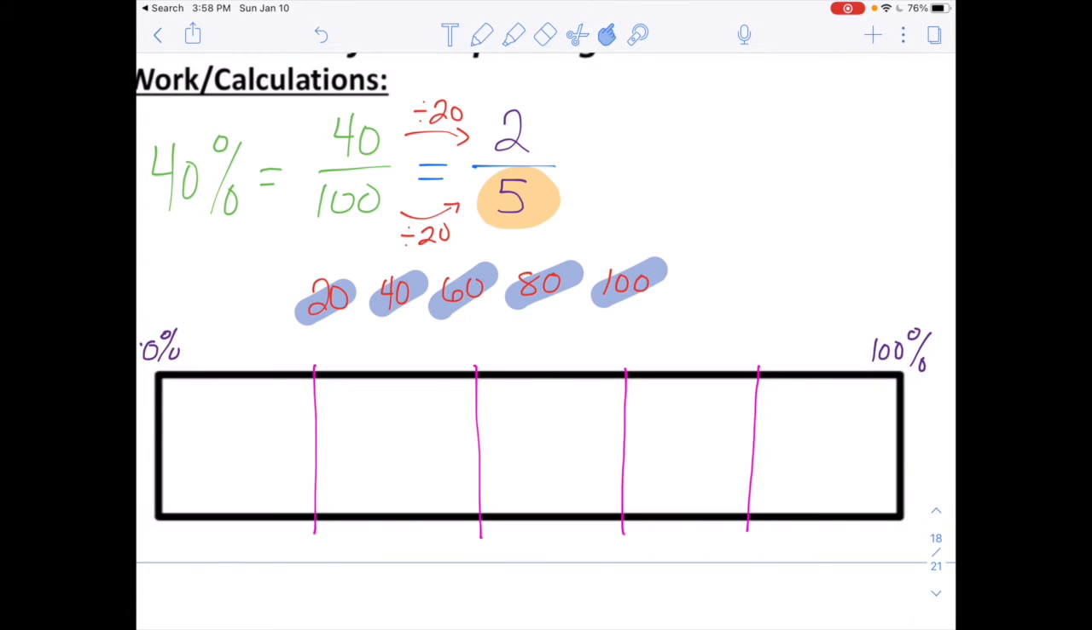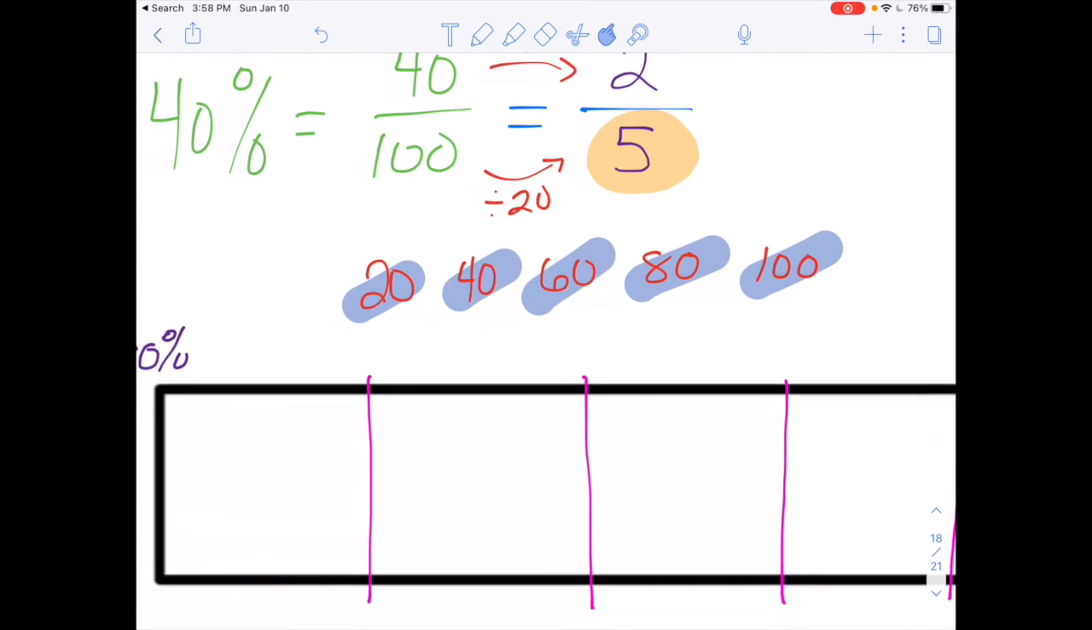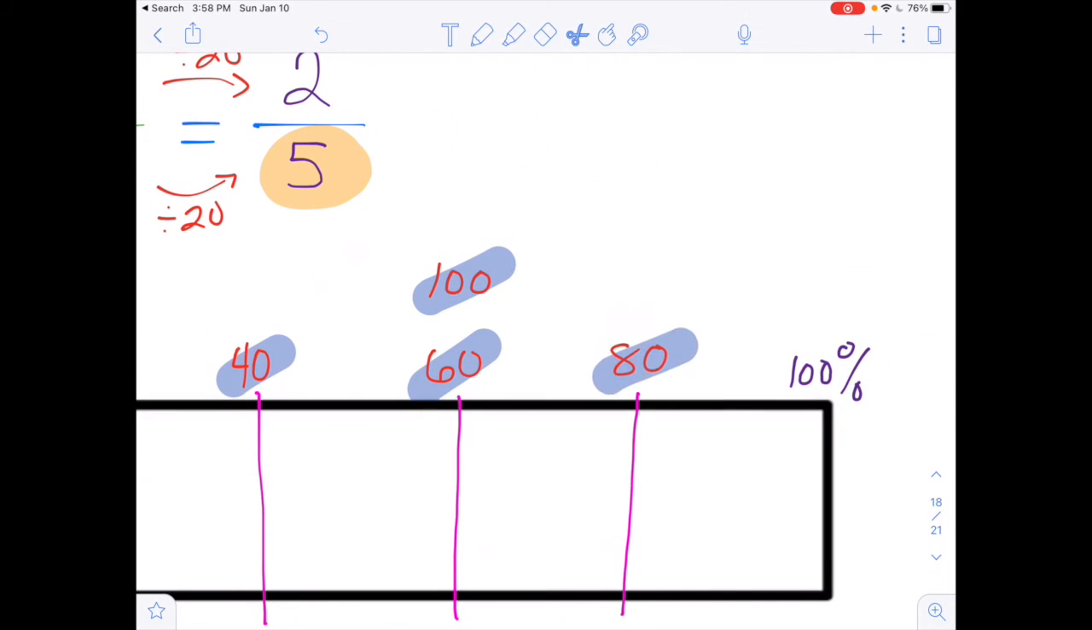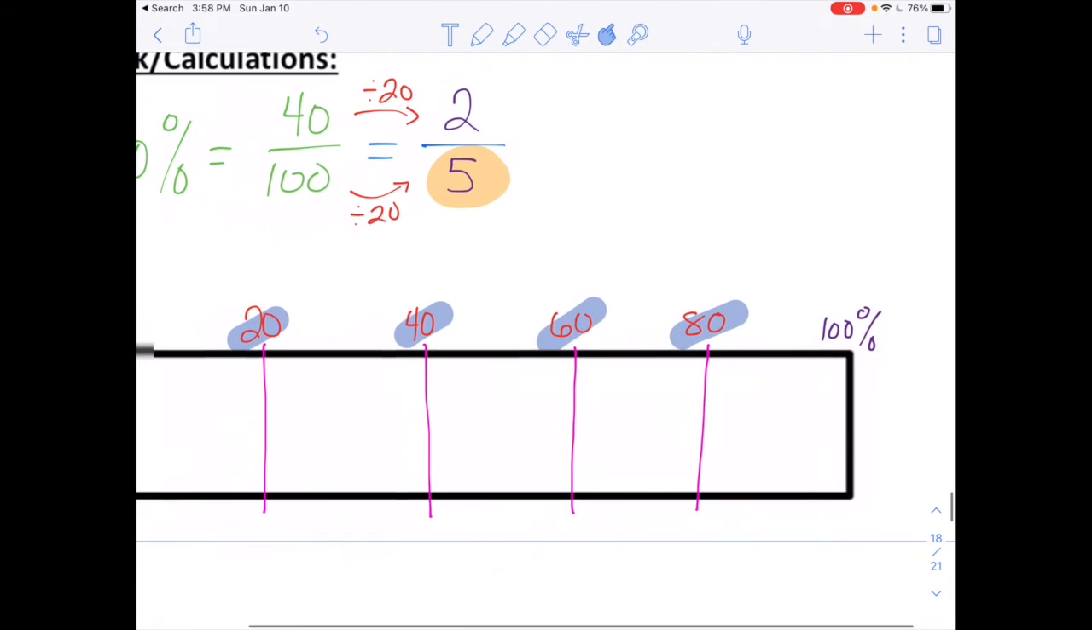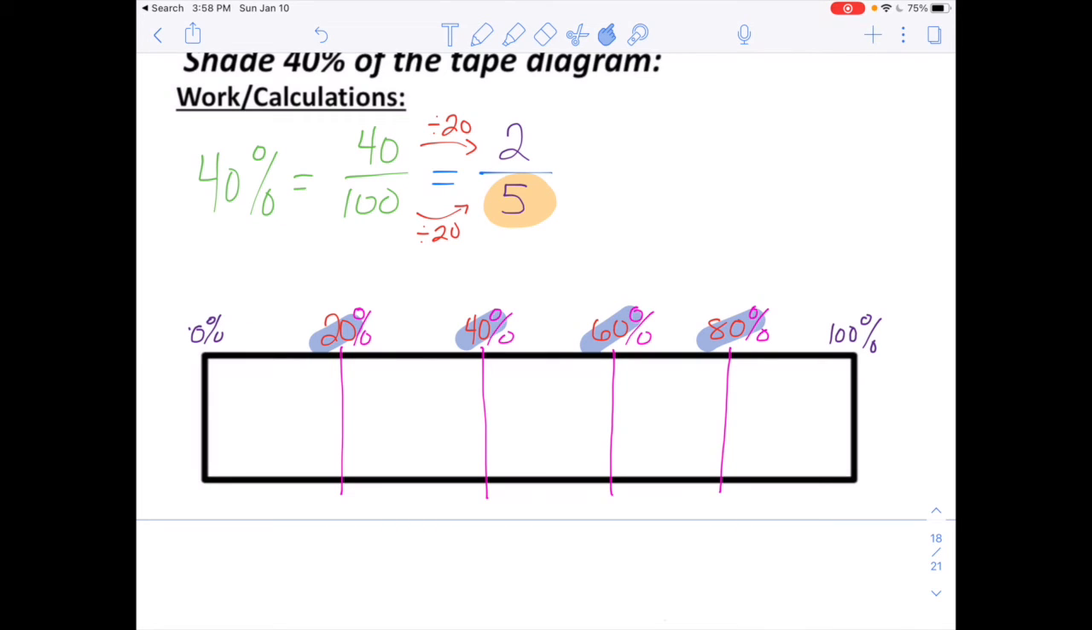So again, I counted by 20. Looking at those red numbers that I've highlighted blue, I counted by 20. So I'm going to take those and just write them down. 20, 40, 60, 80. Yep, and the 100% I don't need because it's already there. I'm just going to throw percents behind. Percent, percent, percent, percent. See how what I counted by is helping me with these bars? All right, so now if I need to shade 40%, here it is.